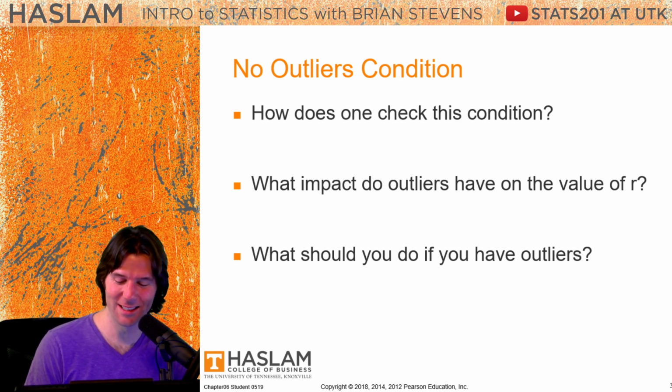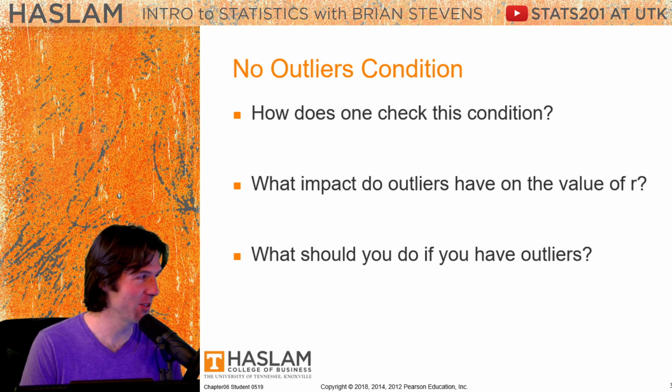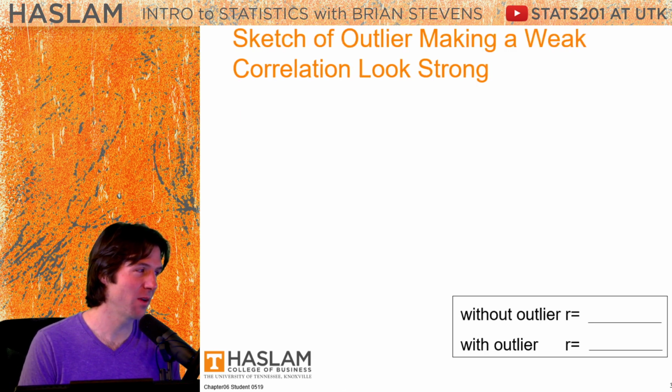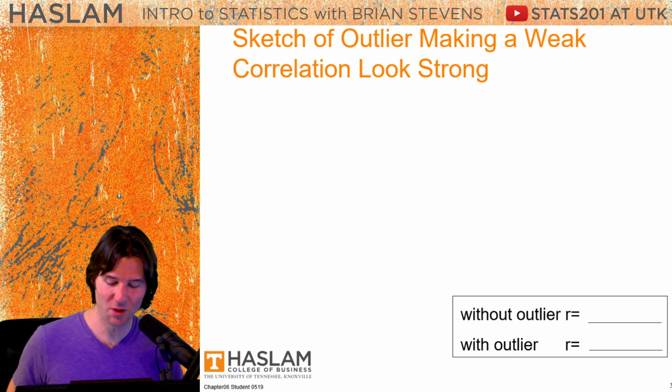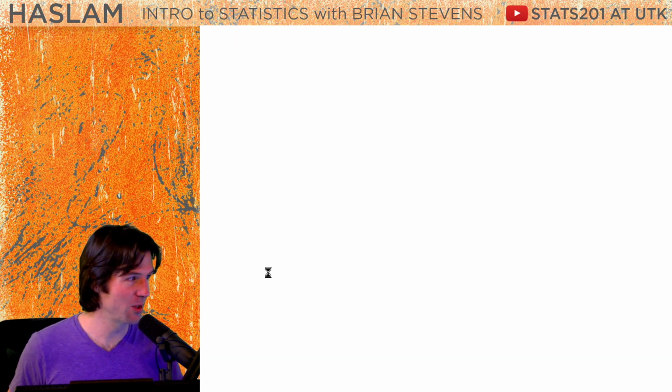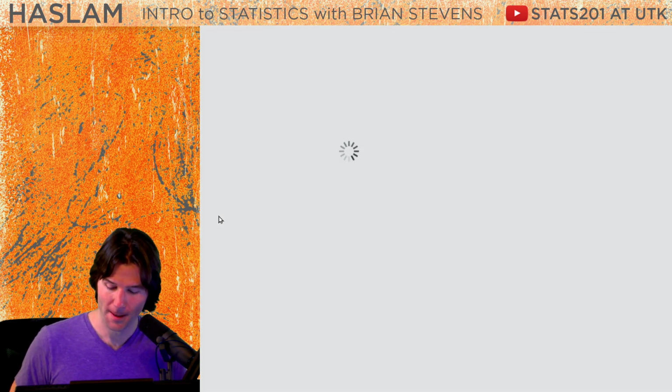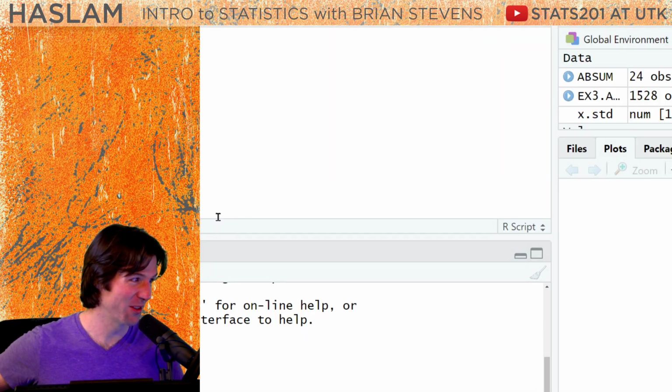How does one check this condition? No outliers. You look to see if there's outliers. How do outliers impact the value of R? So interestingly enough, just so you can see what's going on right here, I'm going to do the dreaded thing. I'm going to bring up R. And let's hop over to it. We're almost done with this lecture.